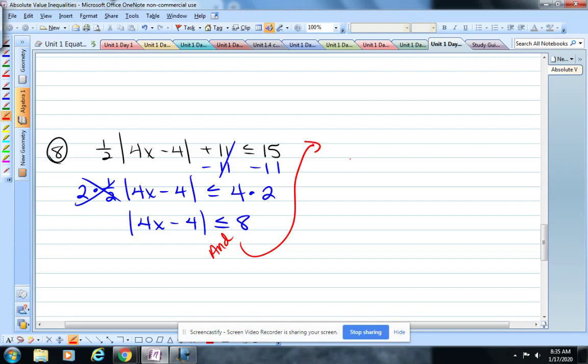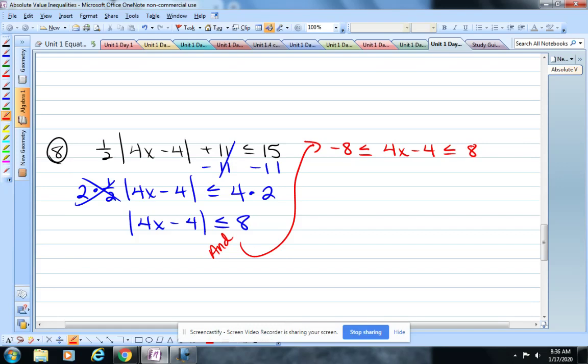How do I set up an and? -8. Yeah, you gotta do the negative on the left, positive on the right, and then what symbol goes here? Not greater than, less than or equal to, and then what sign goes here? 8. All these signs are going to be the same as the original, because remember, ands always need to point in the less than direction.